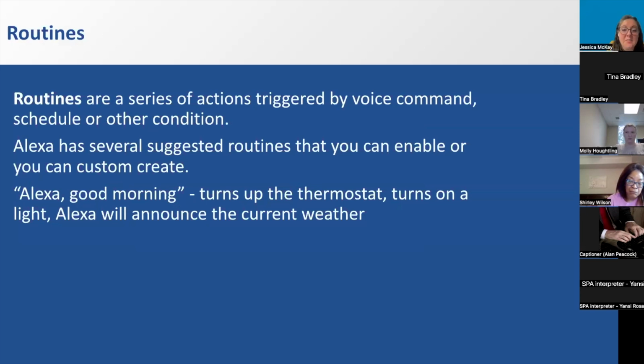So Alexa does have several pre-made routines that you can enable or you can customize and make your own. So one that I have is called Good Morning. So when I say Alexa, good morning, she turns up the thermostat, she turns on a lamp that's plugged into that room, and she announces the local weather for me. Okay, so these are all routines that I can have, or a series of actions in that one routine.